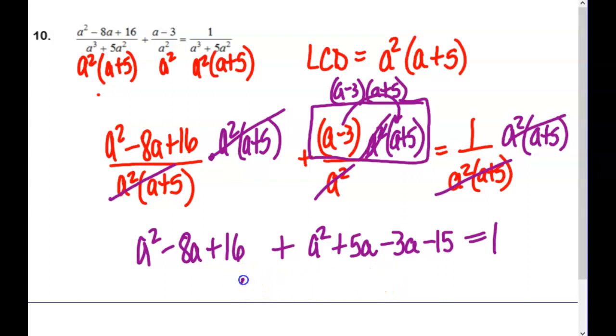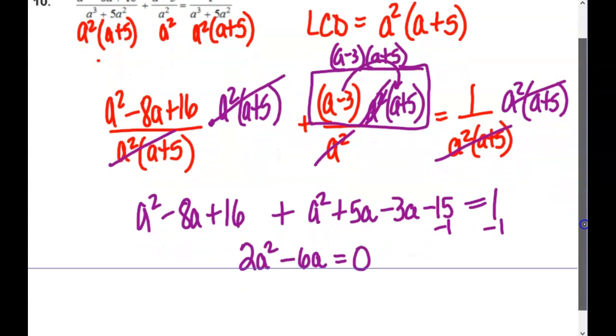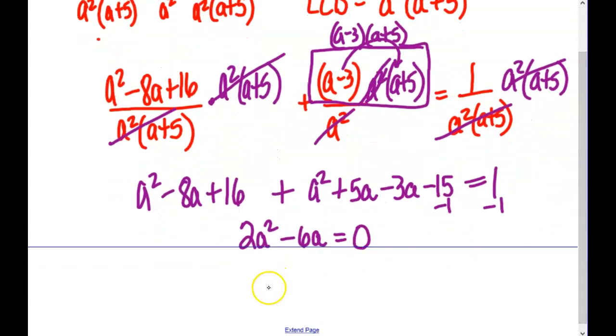Okay. Combine like terms. I have a 2a squared. Anybody get minus 6a maybe? Negative 8 plus 5 would be negative 3. Minus 3 would be negative 6. Then I have a 16 minus 15 is 1. Oh, interesting. But I got to subtract a 1 over to that side, don't I? So it's just 0. So how does that factor? This is an interesting one, but yeah.